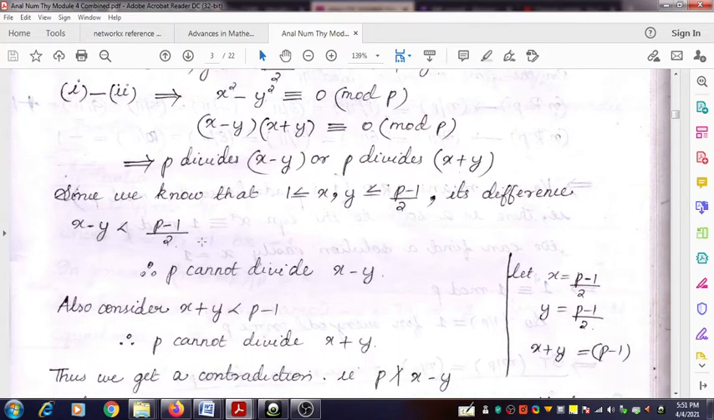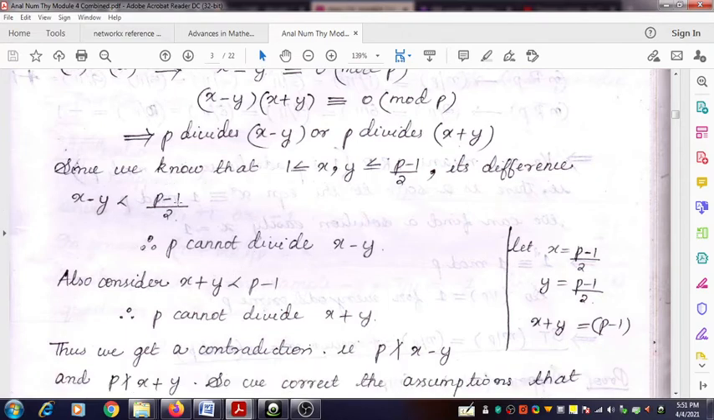Therefore, since we are finding the difference of the number x and x minus y or y minus x, any one of the differences we consider, and since that number is less than (p minus 1) by 2, then p cannot divide it. Due to that, our last point that we have been discussing, we can conclude that p cannot divide x minus y.